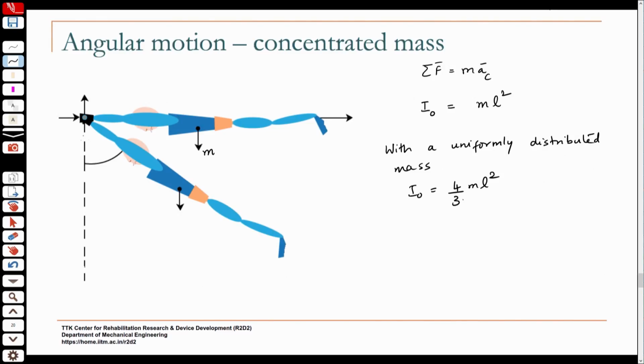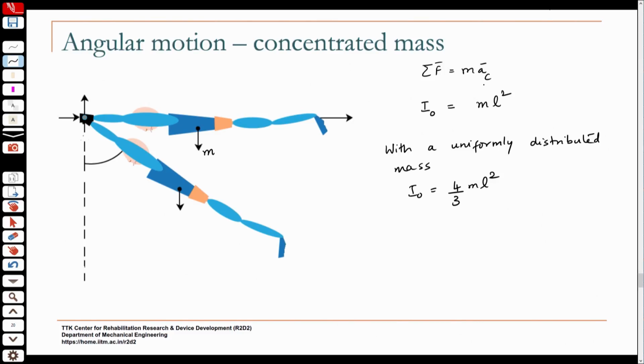So, if you use the concentrated mass approach, you are actually in this case underestimating the moment of inertia. The actual moment of inertia is higher than when using a model with a concentrated mass. So, that is the trade off here. You should be aware of what may be the limitations of the model when you use a particular model.